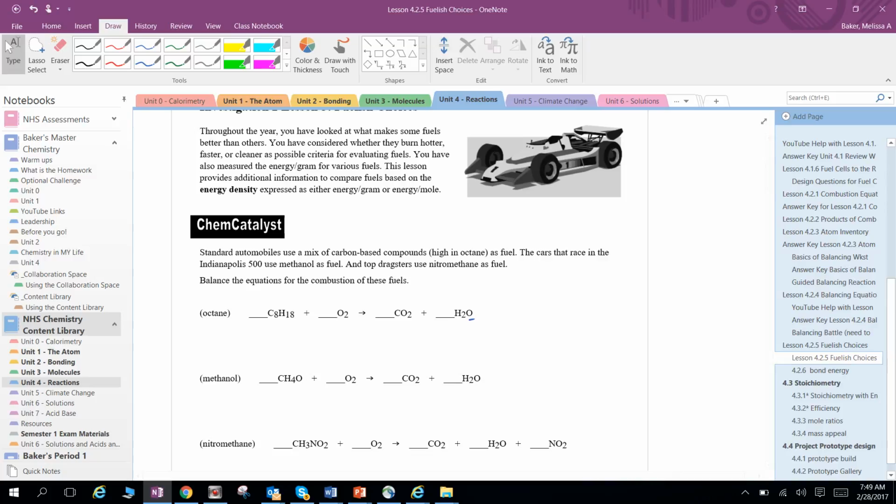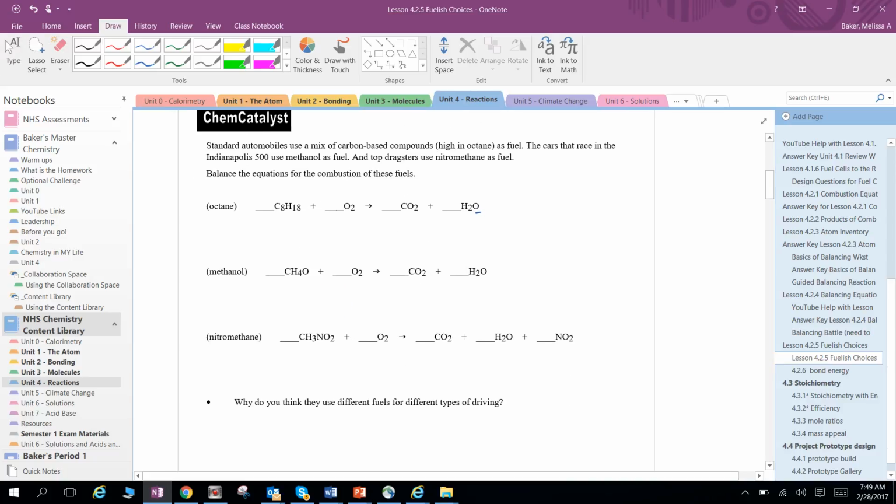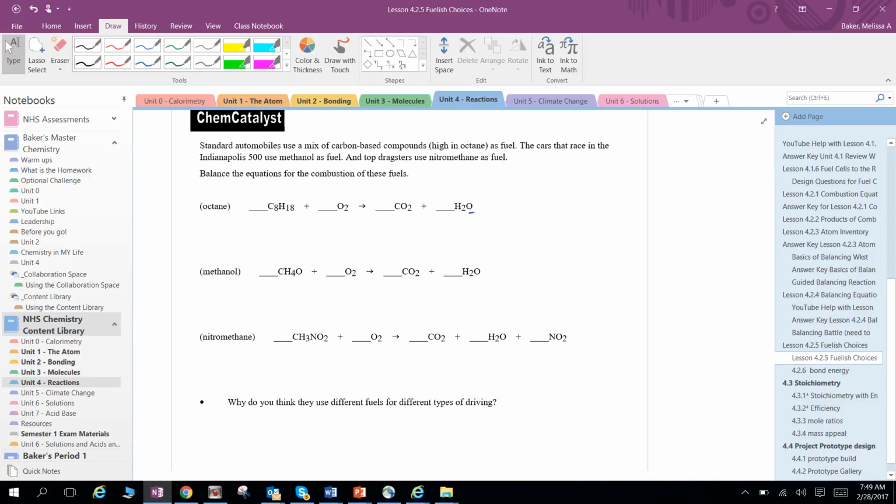So you missed lesson 4.2.5. It's got a cute name, Fuelish Choices, because it's all about evaluating different fuels. So first in Chem Catalyst, it's got some great balancing practice, and all these fuels are actually used in cars. So some of the cars in the Indianapolis 500 use methanol instead of what we use typically, which is octane. And then also some race cars use nitromethane as a fuel.